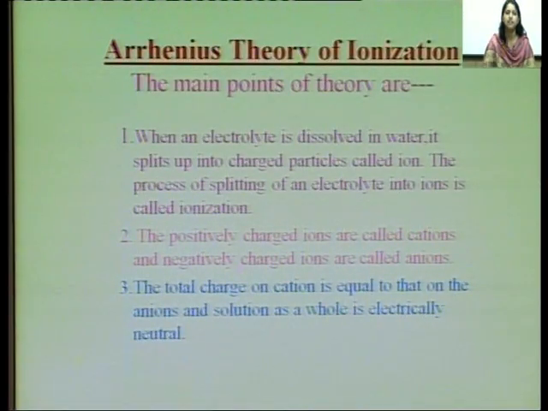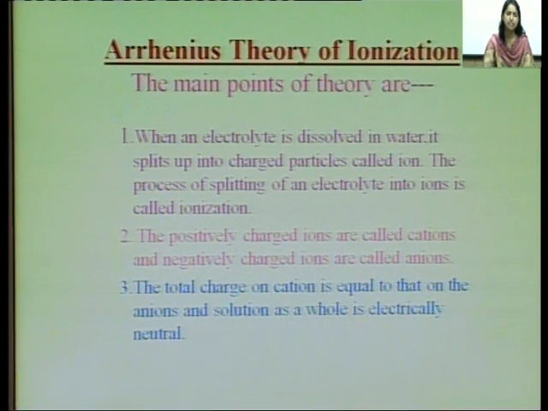So, to explain the ionic equilibrium, Arrhenius was the scientist who gave the theory of ionization. So, what were the main points of this theory? That when an electrolyte dissolves in water, it splits up into charged particles, and these charged particles are called ions. The process of splitting of an electrolyte into ions is called ionization.